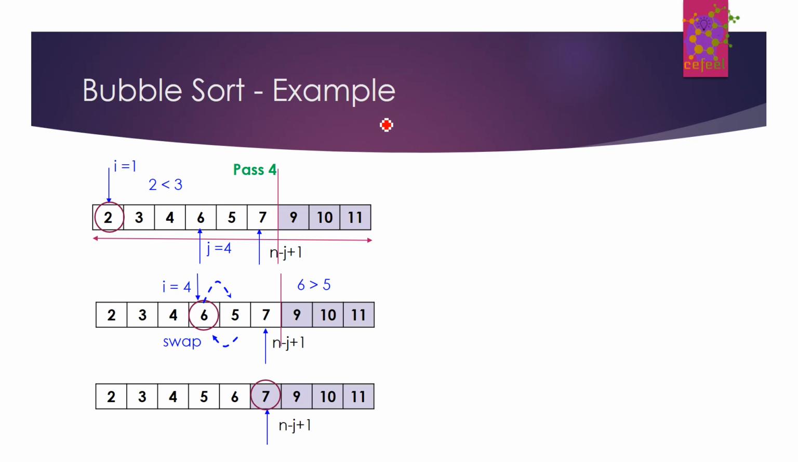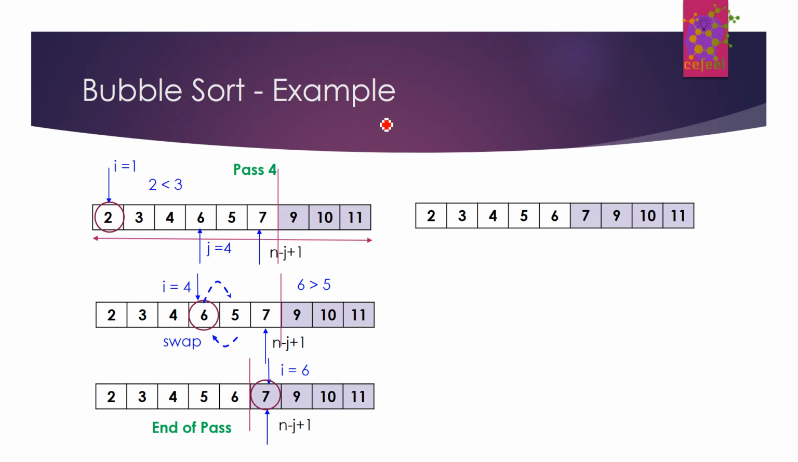So we now have 4 elements sorted at the end of pass 4, and we will have 5 elements remaining as unsorted. So this is the end of pass 4. Let's see in pass 5 what happens. We start with this array.